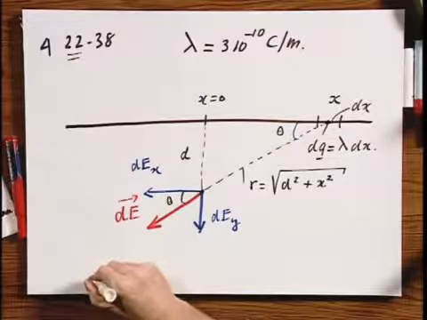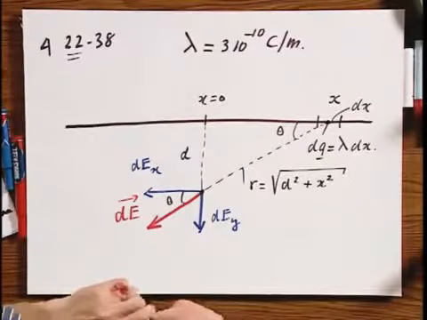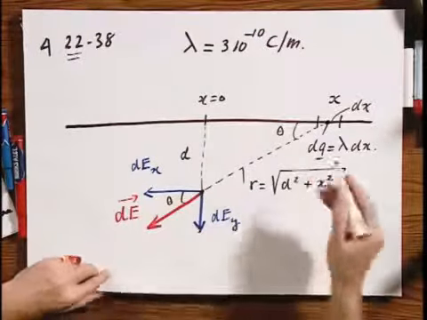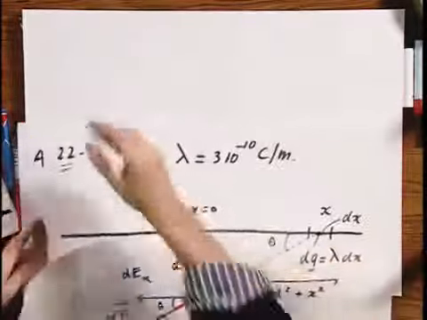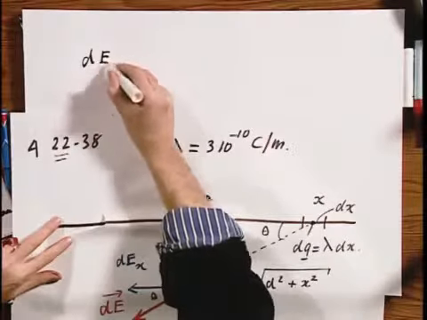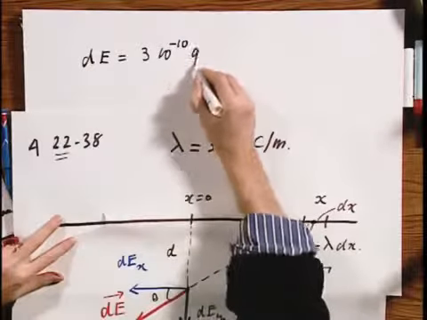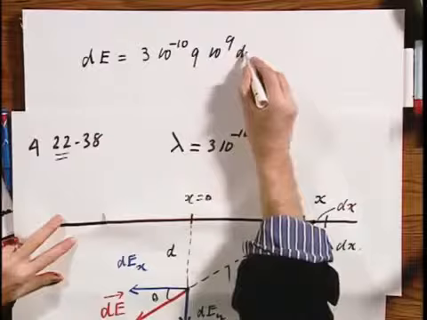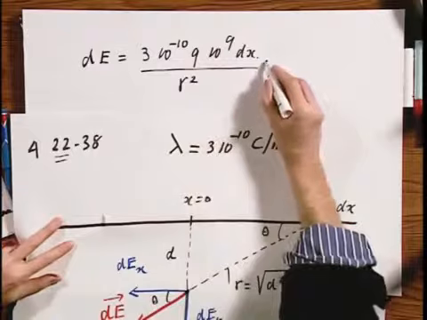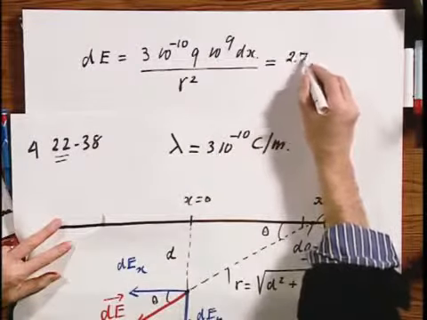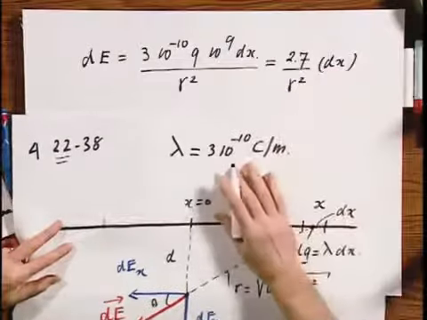All right then. Now, first the nasty way. I first want you to appreciate that calculating dE is very easy. The magnitude of dE, now only the magnitude, equals 3 times 10 to the minus 10 times 9 times 10 to the 9 times dx divided by that distance r squared. And when you put in the numbers, you'll find 2.7 divided by r squared times dx.